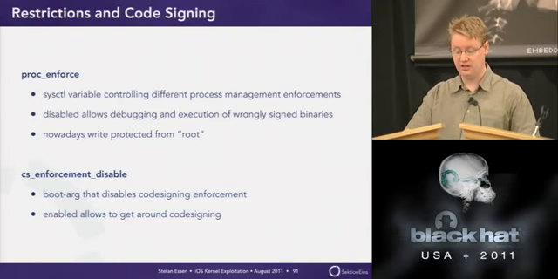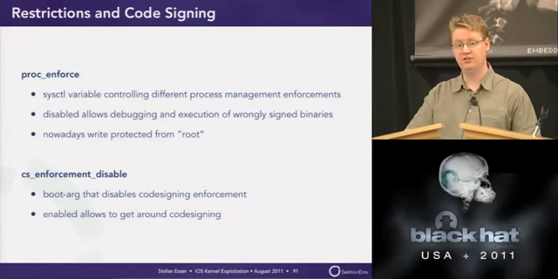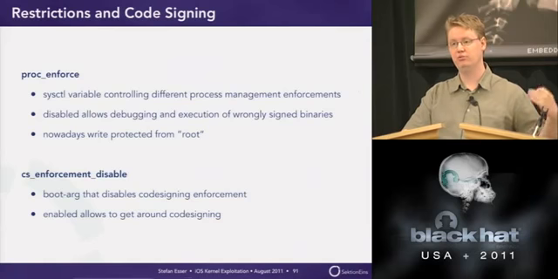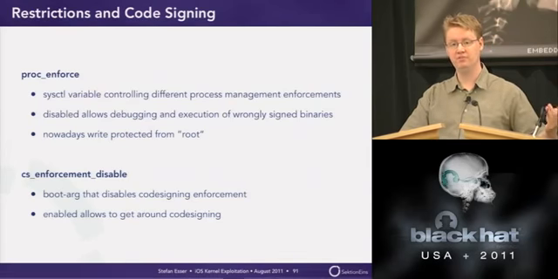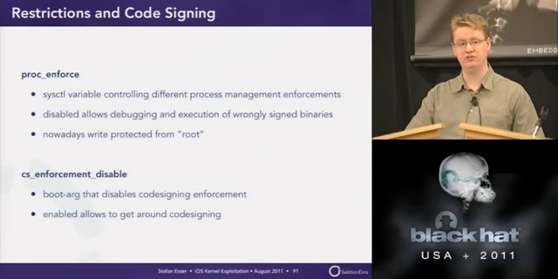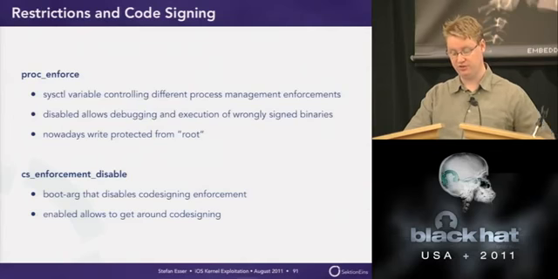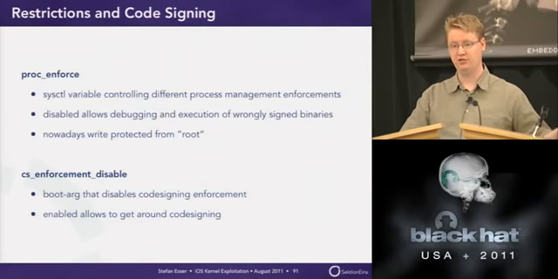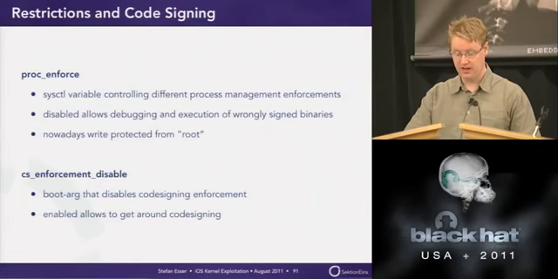The first thing it does is it disables a sysctl variable called proc_enforce. Previously, ROP payloads were just disabling it as root user, but with 4.3.0, Apple decided that it would be better to have this as a read-only variable. So with 4.3.0, it's not possible to set this as root anymore. So you have to patch it from the kernel. And this actually allows you to execute wrongly signed binaries.